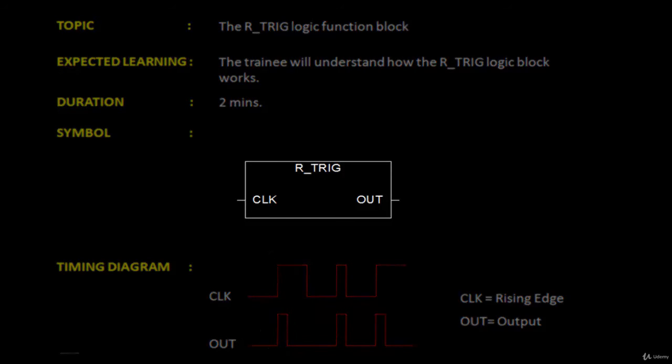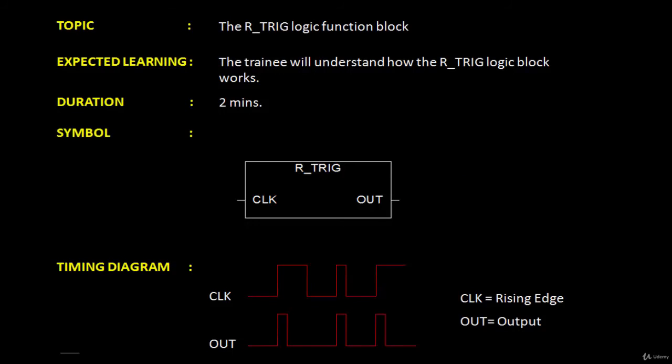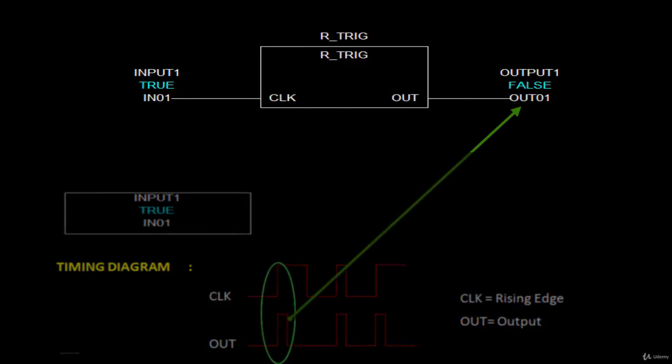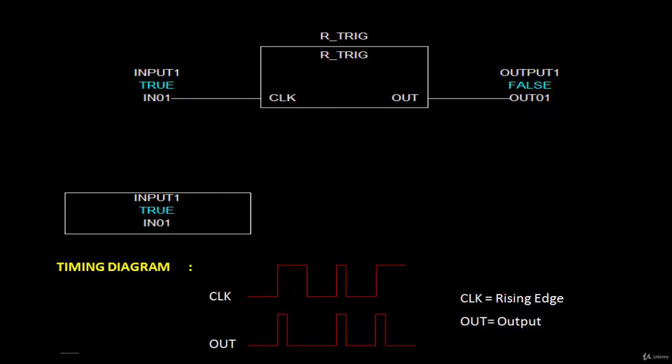Now, we go live with our PLC and simulate the inputs, and we observe the output and confirm with the truth table. If we set in01 to a logic transition from false to true, the output is a pulse.